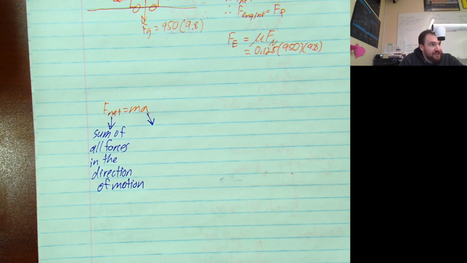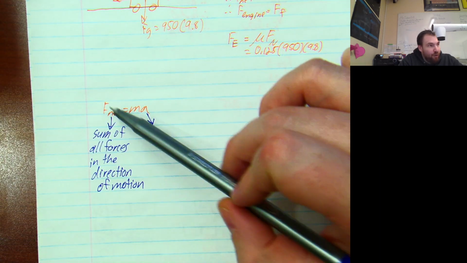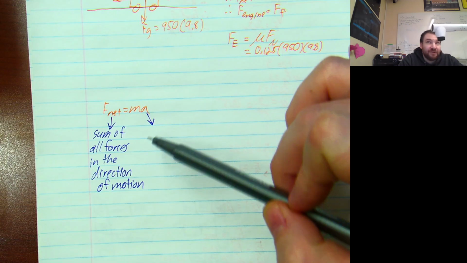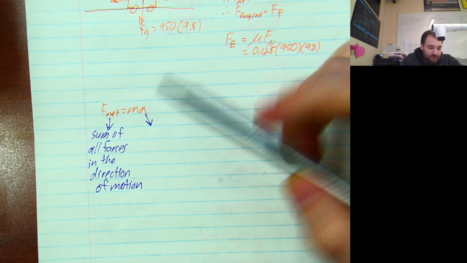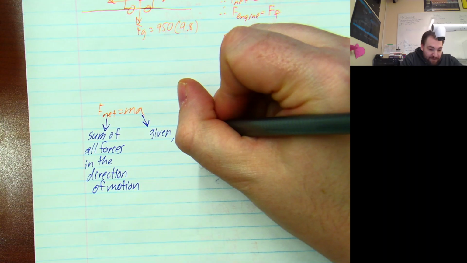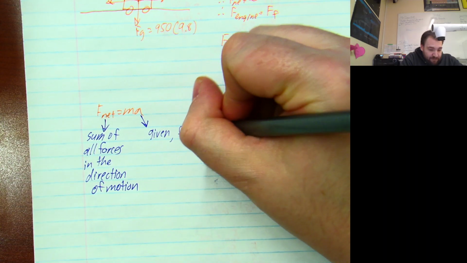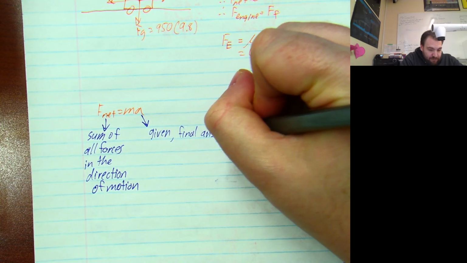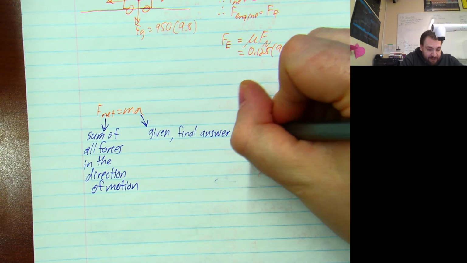Sometimes this acceleration is going to be given to you. Sometimes you're going to have to find this acceleration given a whole bunch of forces that we know. Sometimes you're going to have to use kinematics. So this is either going to be given, and this might be your final answer, or you have to find it using kinematics.